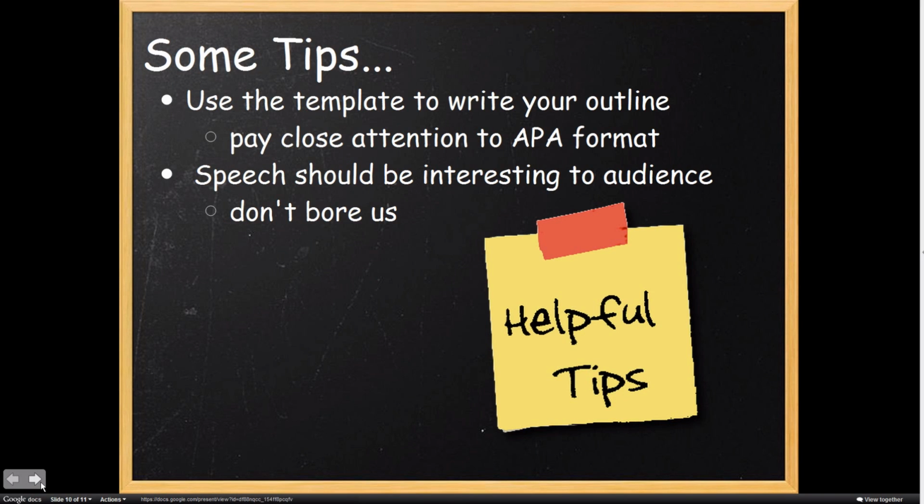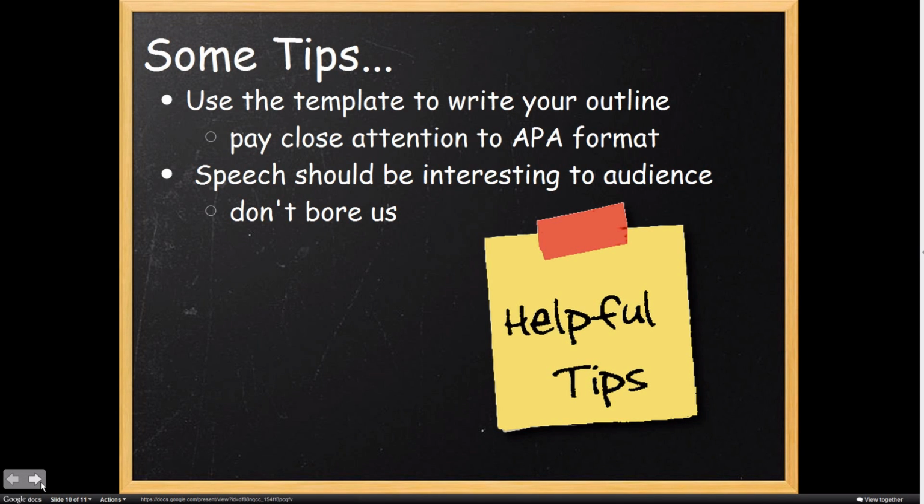First tip is make sure that you use the template to write your outline. There's a few of you in the informative speech that didn't use the template, and I imagine that you weren't too happy with your grades because you were missing sections and you didn't do things. The template that I've created for you for this speech is very structured, and it will make it easy for you to make sure that you have all the correct components. So use that template. There's a lot to it in there, and I think you'll be happy.